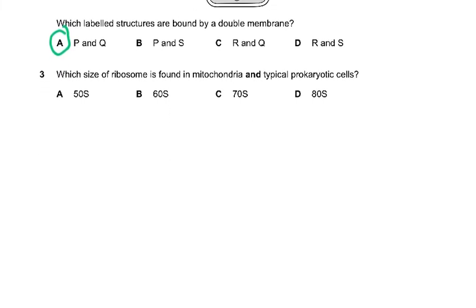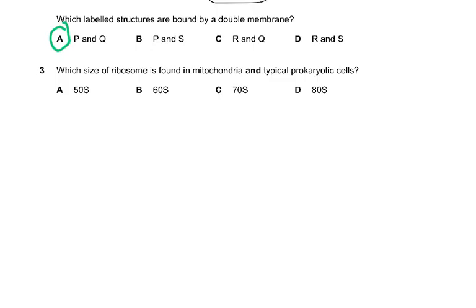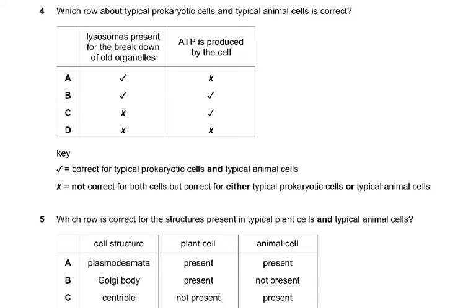Then question number 3. Which size of ribosome is found in mitochondria and typical prokaryotic cells? The answer is C, 70S ribosomes. Which row about typical prokaryotic cells and typical animal cells is correct? Prokaryotic means bacteria and animal cell is a eukaryote. So lysosome is present for the breakdown of old organelles. Please remember bacteria do not have any membrane bound organelles and lysosome is a single membrane bound organelle. So then it's either got to be C or D.